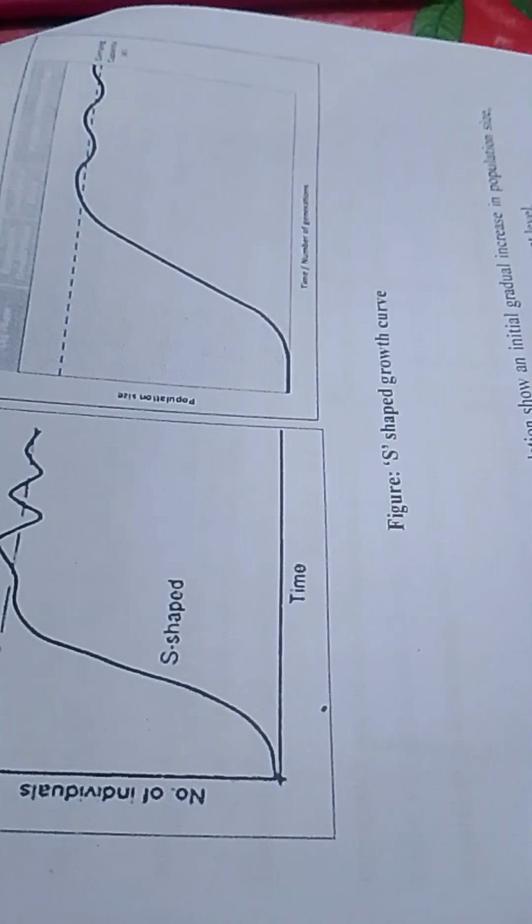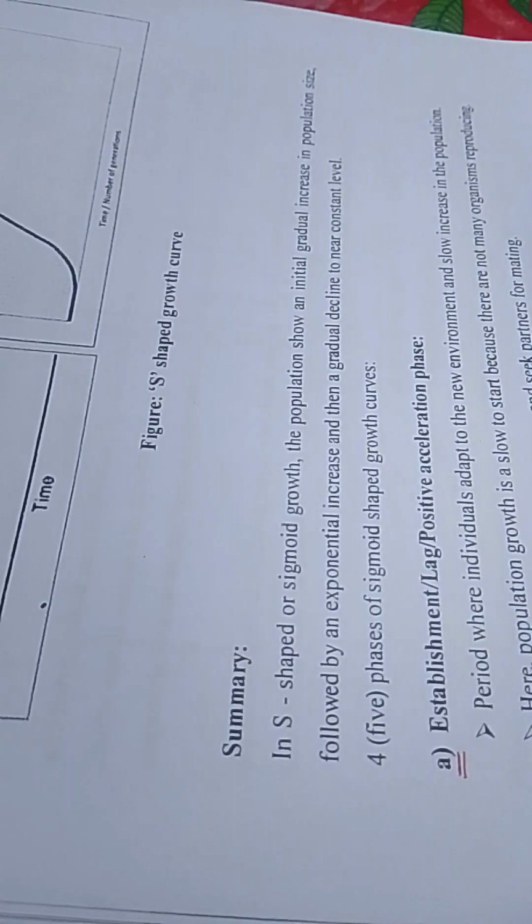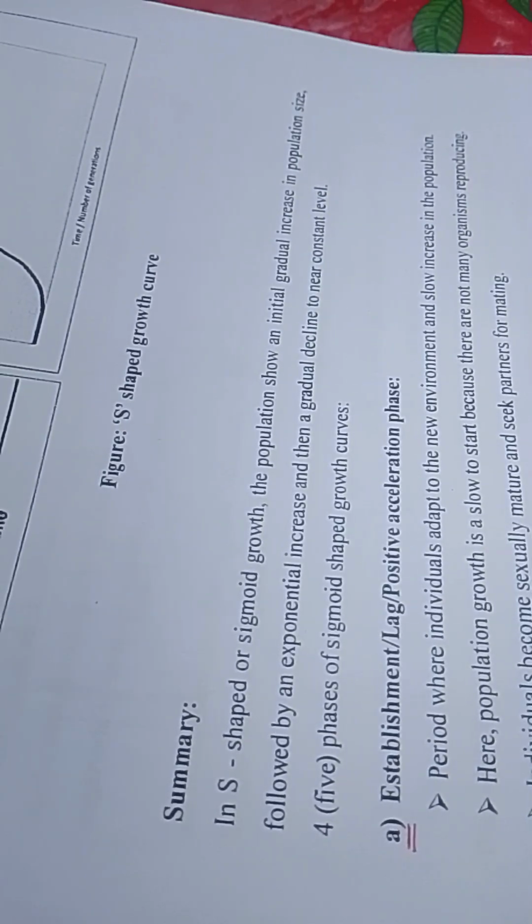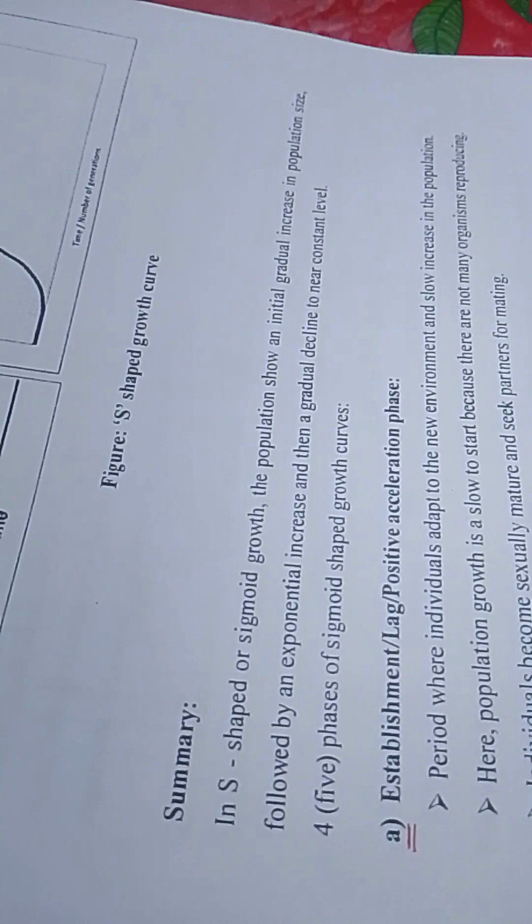S shape, number of individuals against time. S shape. Summary: in an S shape or sigmoid growth, the population shows an initial gradual increase in population size followed by the exponential increase and then gradual decline to a near constant level.